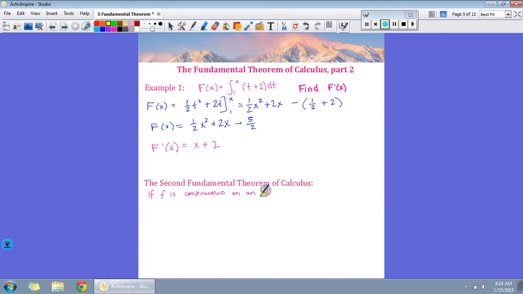If f is continuous on an open interval containing x equals a, then for every x in the interval, we have this theorem. The derivative of an integral from a to x of f of t dt is just equal to f of x.